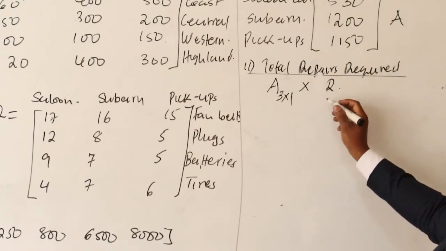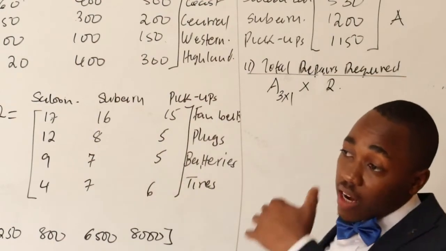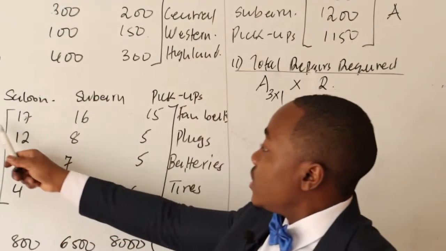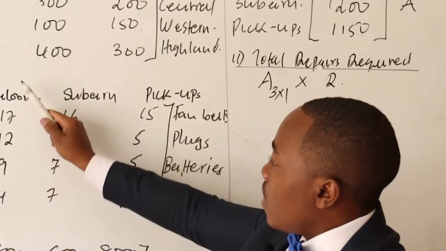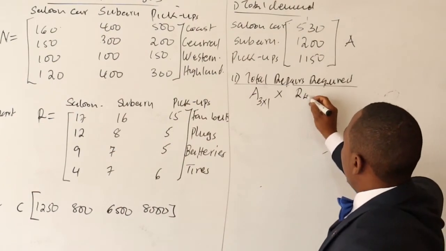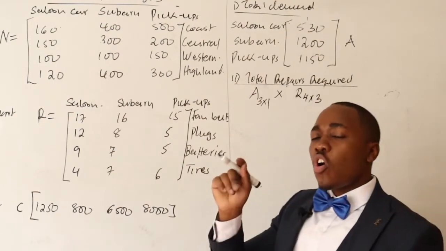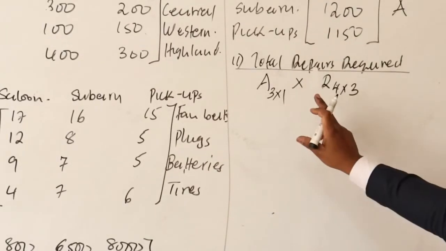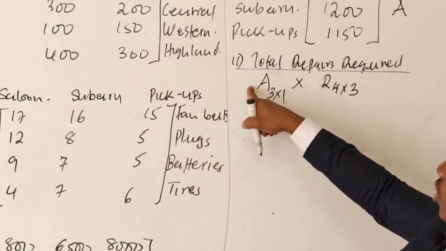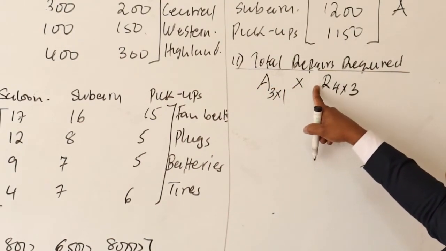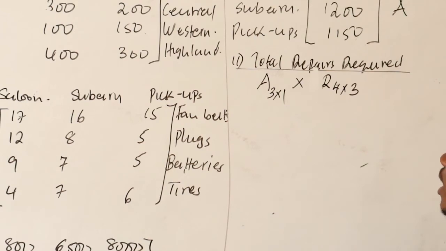You multiply by matrix R. This was matrix R. So who can give me the order of matrix R? It's 1, 2, 3, 4 rows and 1, 2, 3 columns. So it's a 4 by 3. Remember, we say that always you start with the number of rows. So A, you are taking the total number of cars, you multiply by the total spare parts to get the total repairs required.